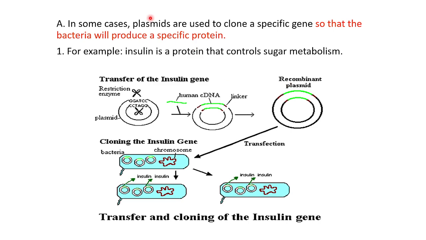In some cases, plasmids are used to clone a specific gene so that the bacteria will produce a specific protein. For example, insulin is a protein that controls sugar metabolism. So you transfer the insulin gene and you get the recombinant plasmid. You clone it into the plasmid and transform it into the bacterial cell, and you get the insulin protein.